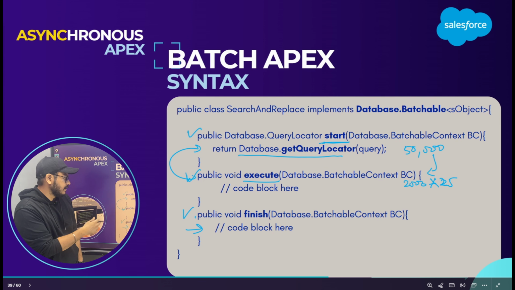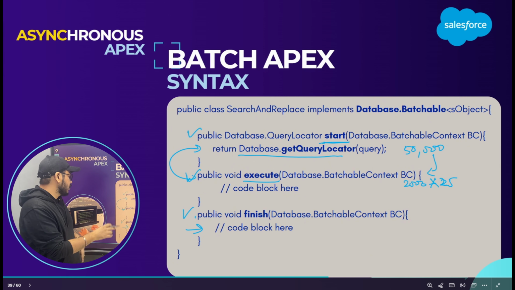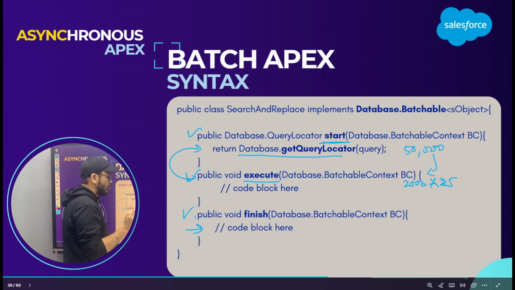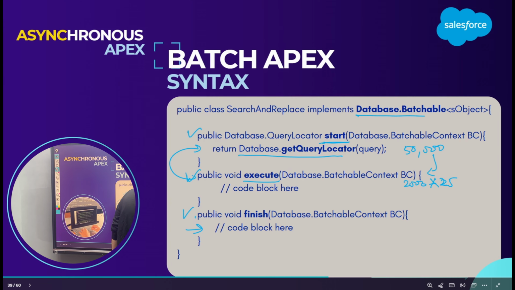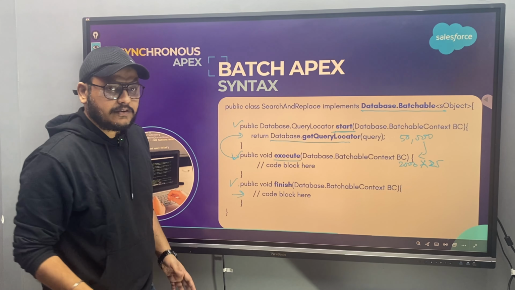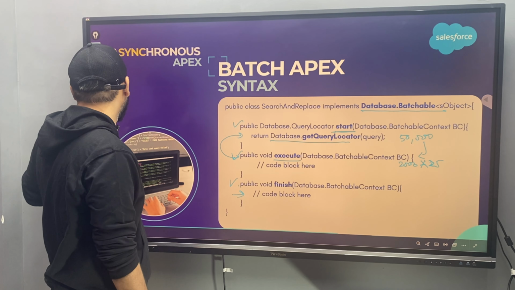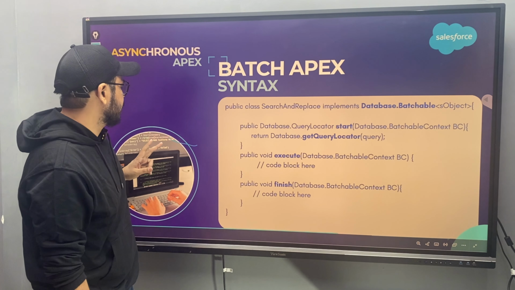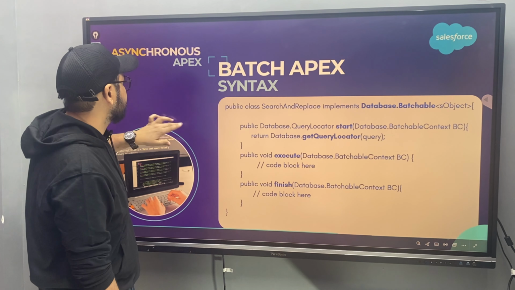So the execute method will get executed 25 times here. All right. So this is the overall syntax, and the important thing is that this uses the Database.Batchable interface that we have defined for making it batch apex. All right. So this is the syntax, simple, straightforward syntax.